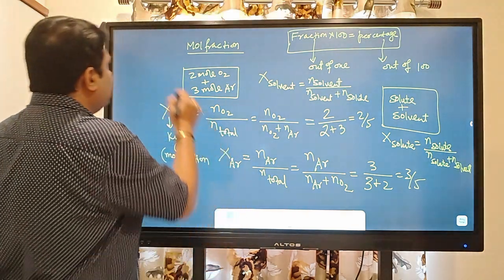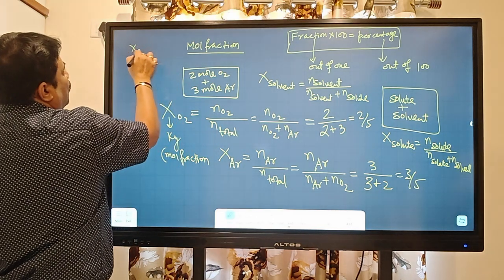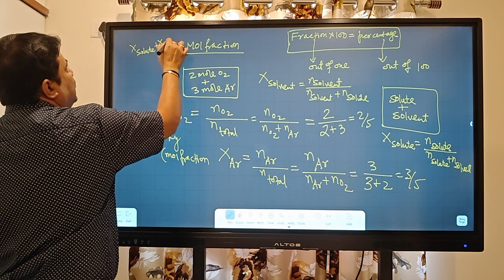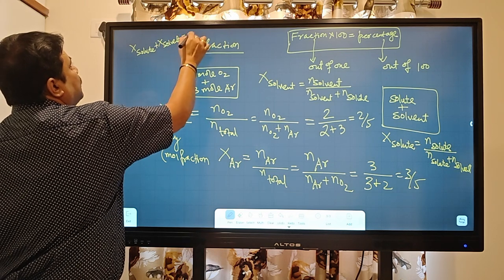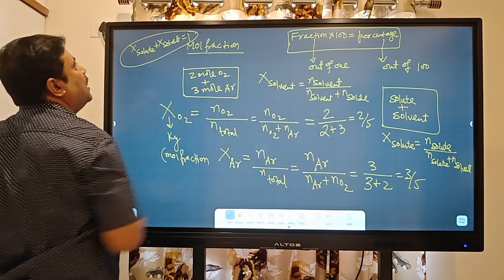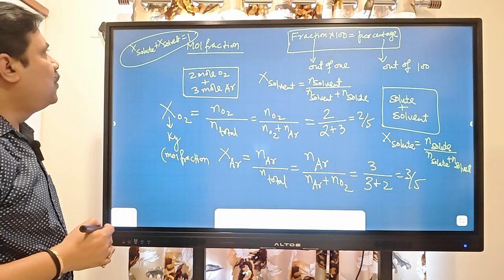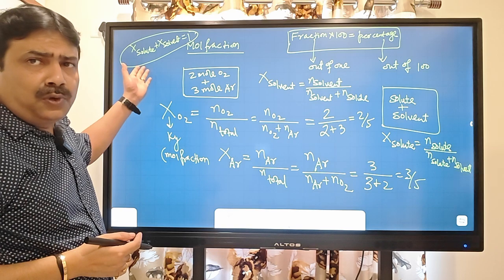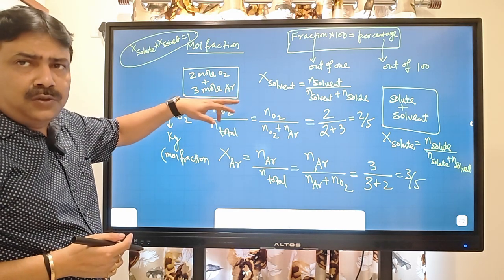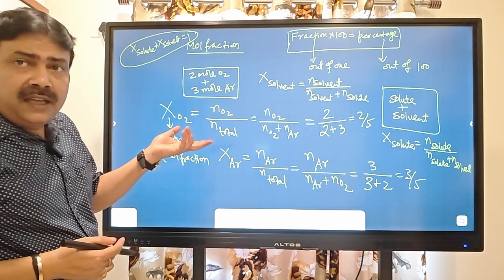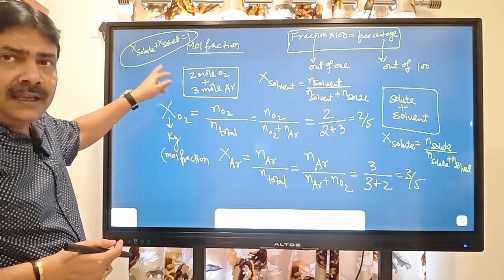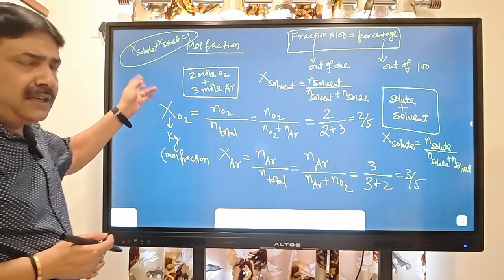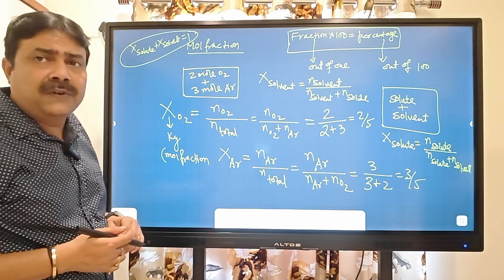So in the same way I can write, it is always true: mole fraction of solute plus mole fraction of solvent will be equal to 1. Very, very important. Mole fraction of solute plus mole fraction of solvent equals 1. So if I know the mole fraction of solute, then 1 minus the mole fraction of solute is the mole fraction of solvent. If I know the mole fraction of solvent, then 1 minus the mole fraction of solvent is nothing but the mole fraction of solute.